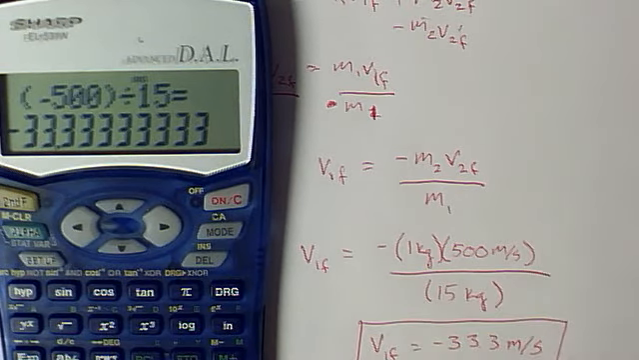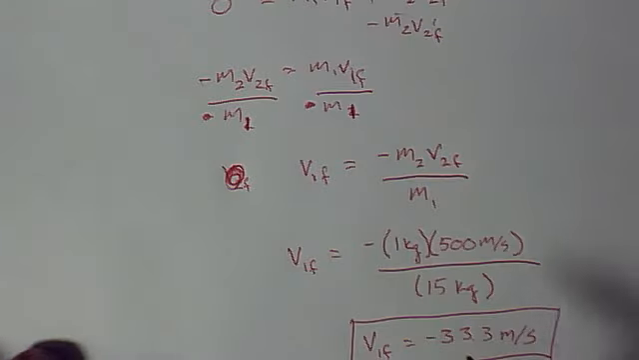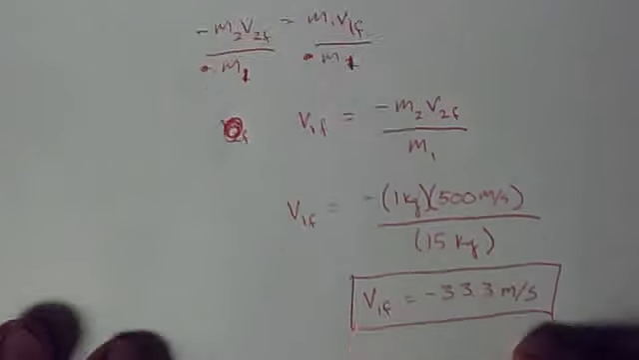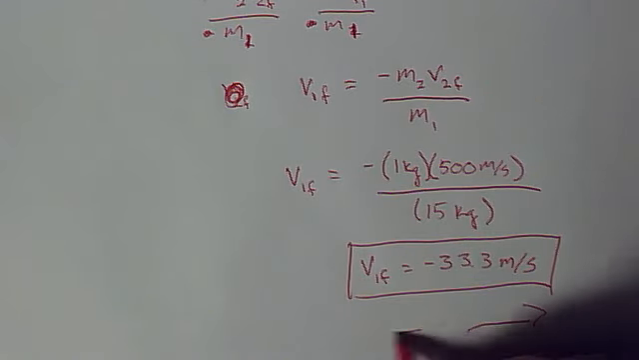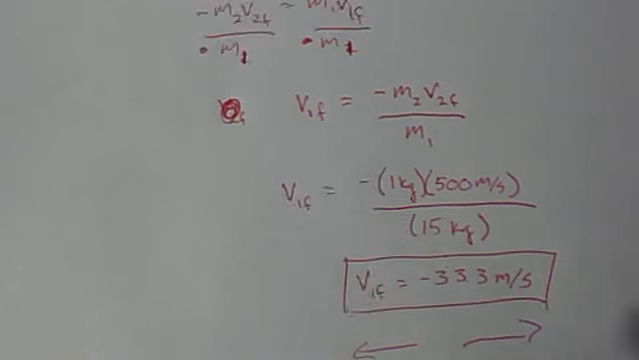Now, that negative simply means it's going backwards, which makes sense, because if the cannon is recoiling, then it's going to be going backwards. The bullet gets fired and it goes forward, and the cannon goes backwards. So, there we go.